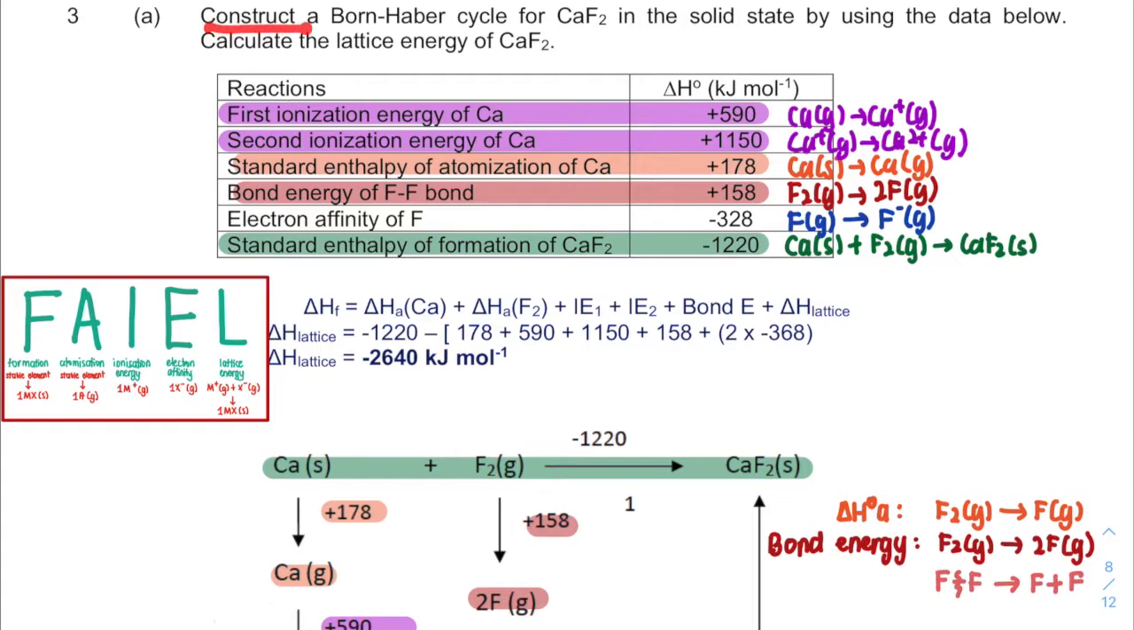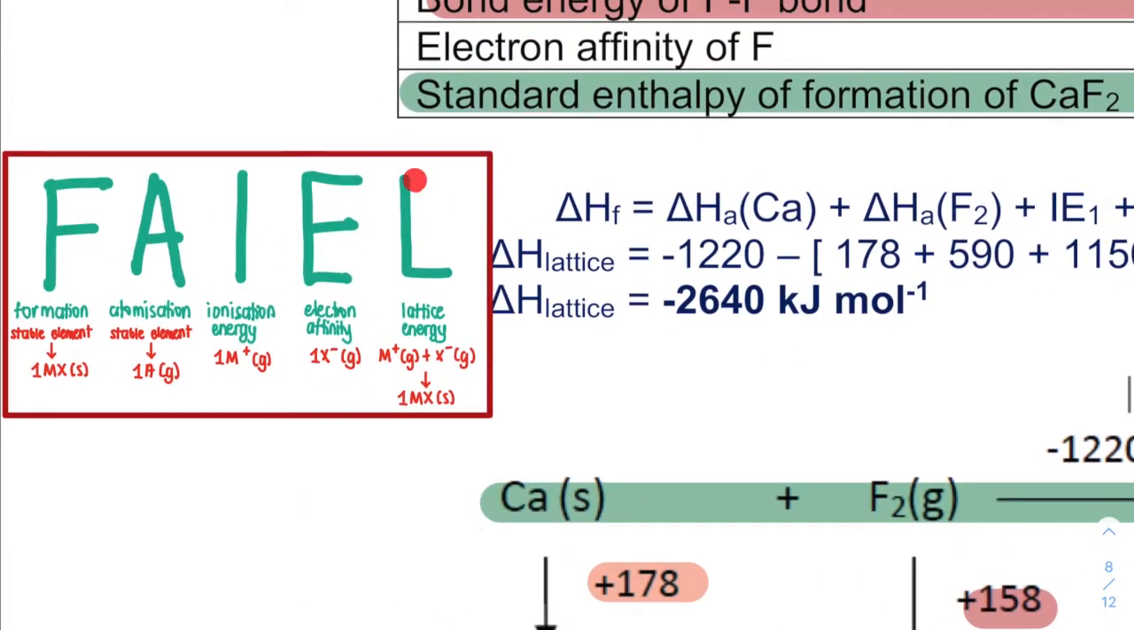Construct a Born-Haber cycle for CaF2 in the solid state by using the data below. Calculate the lattice energy. Previously, in question number 2, the Born-Haber cycle was given to you. But in this case, it is not given to you. So, you have to write down the equation first and then construct the cycle.